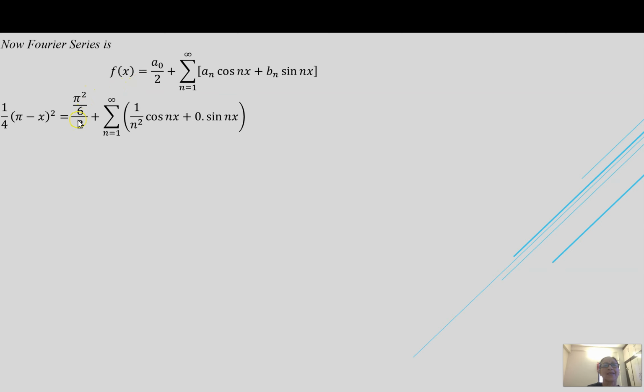So pi square by 6 upon 2 plus summation n equal to 1 to infinity an cos nx. An is 1 by n square. So 1 by n square cos nx plus 0 into sin nx. That gives pi square by 6 into 1 by 2 plus summation n equal to 1 to infinity 1 by n square cos nx. That is pi square by 12 plus summation n equal to 1 to infinity 1 by n square cos nx. This is required Fourier series.